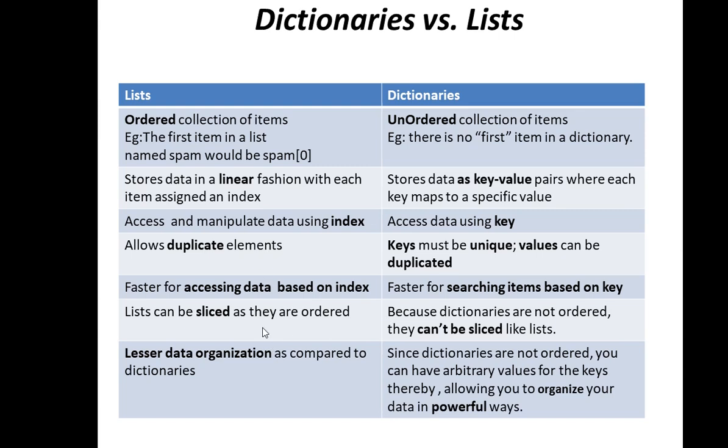And in the last few sessions we also saw that we can do slicing in a list. I can extract a part of the list. Why can I do it? Because it is ordered, just by giving the index, right? Let's say spam[3:7], I can take a part of the list. But in dictionaries you can't do slicing because they're not ordered. So that's why lists have very little data organization, we can say, as compared to dictionaries, whereas dictionaries allow you to organize your data in more powerful ways.